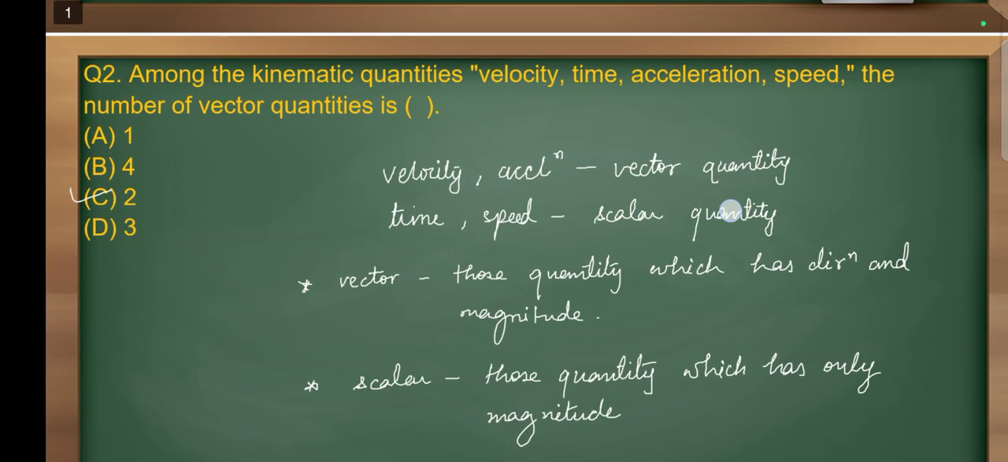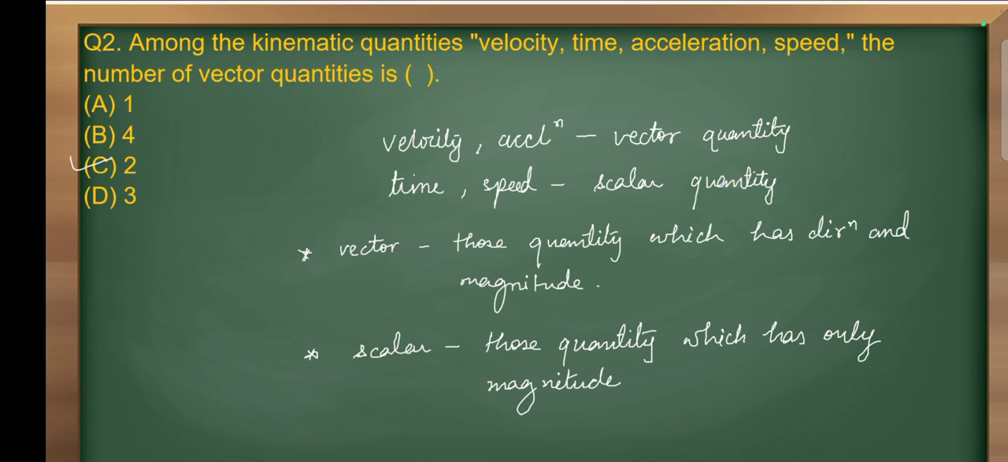Question number 2. Among the kinematic quantities velocity, time, acceleration, speed, the number of vector quantities is... We know that there are two types of physical quantity: first is vector quantity and second is scalar quantity. Vector quantities are those which have direction and magnitude, and scalar quantities are those which have only magnitude. There are four quantities given, in which velocity and acceleration are vector quantities and time and speed are scalar quantities. So the number of vector quantities is 2.